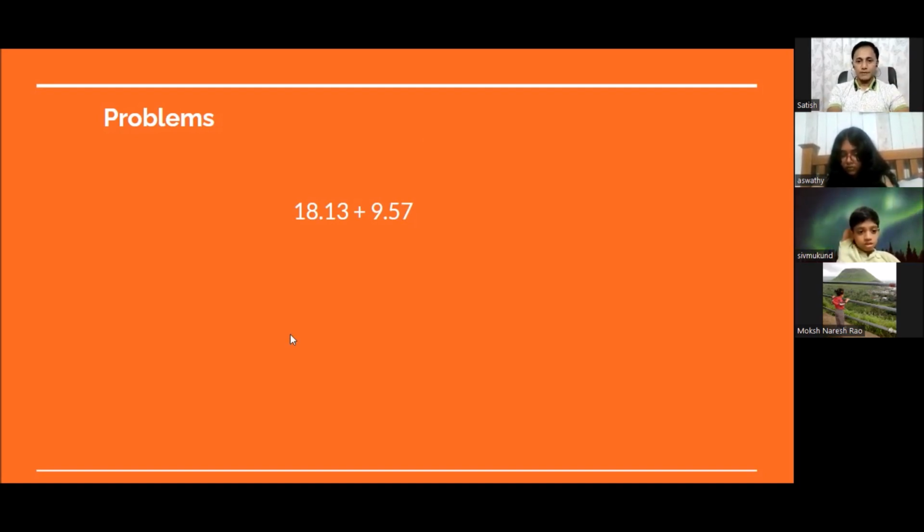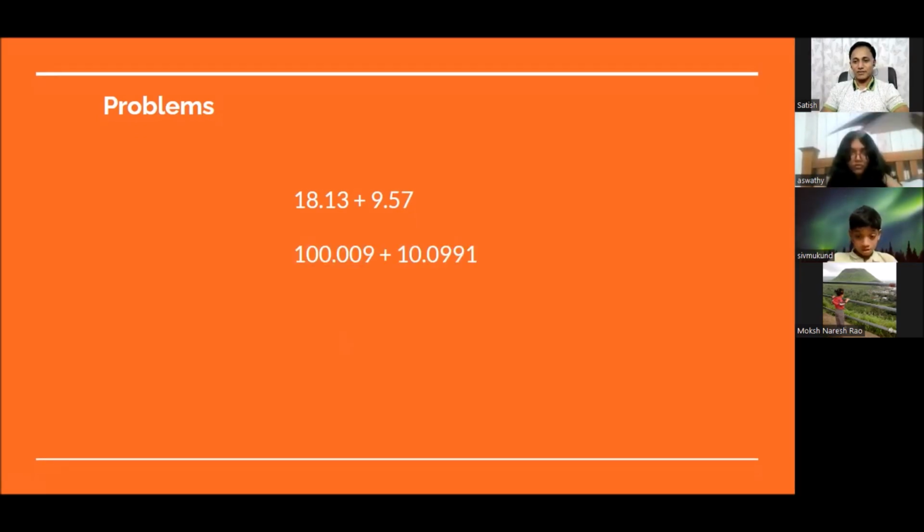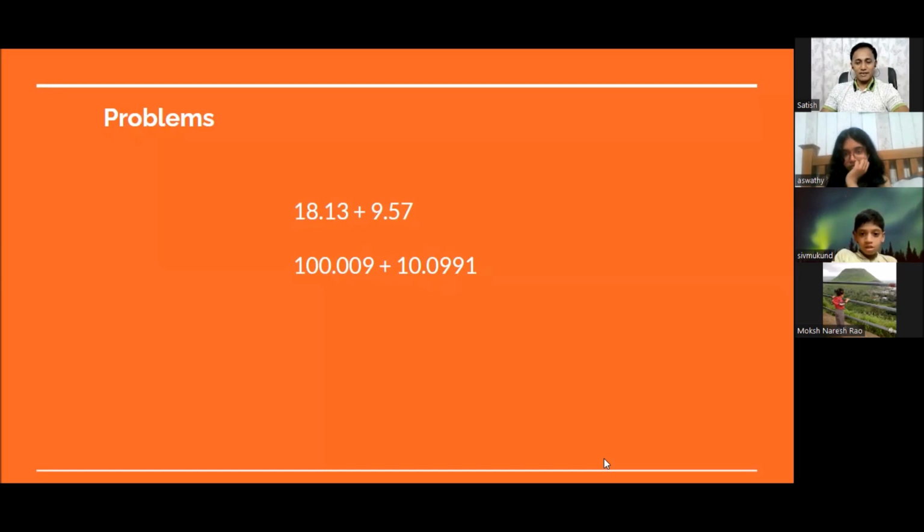Right. It's a bit tougher. How did you do it? Explain. I add 9 plus 1, 10. How did you add 9 plus 1? You can't add 9 plus 1, because 9 is in what position?